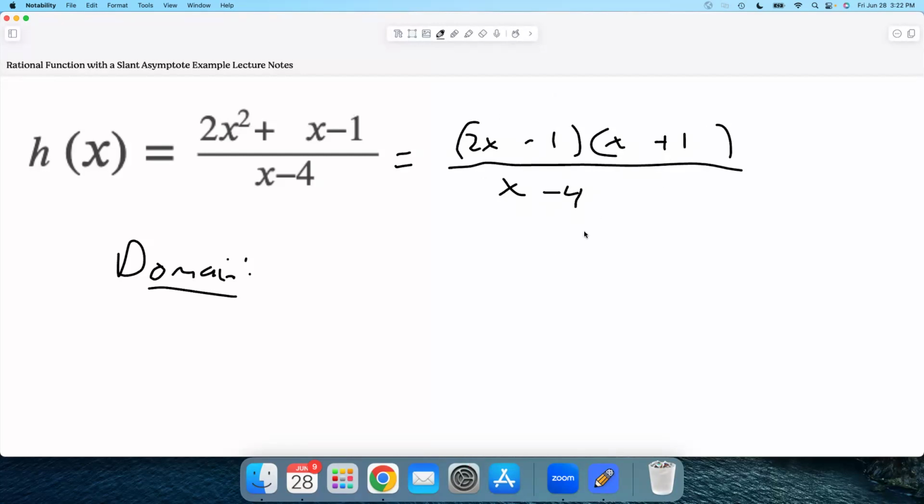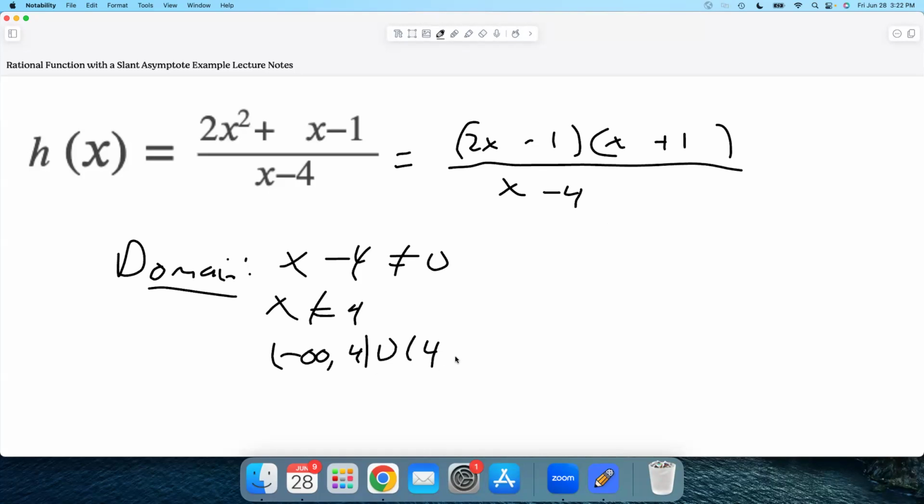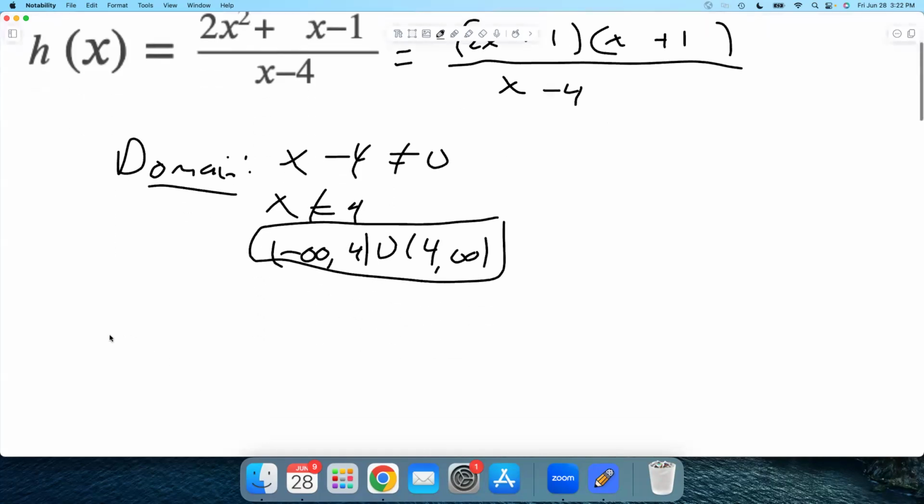If anything canceled, we would just have a hole, and we wouldn't have a vertical asymptote at the excluded value that causes problems in the bottom. Okay, so domain: set the bottom not equal to 0 and solve. So x is not allowed to be 4, which makes our domain -infinity to 4 union 4 to infinity. That also means we have a vertical asymptote. Remember, vertical asymptotes are vertical lines at x equals 4.